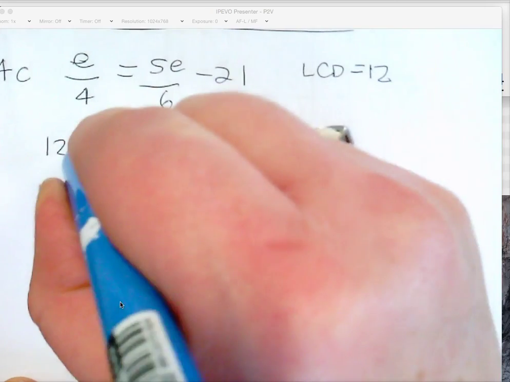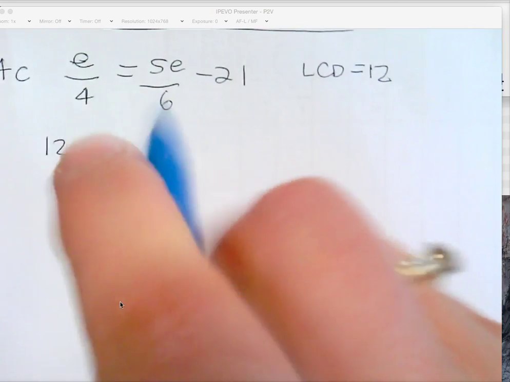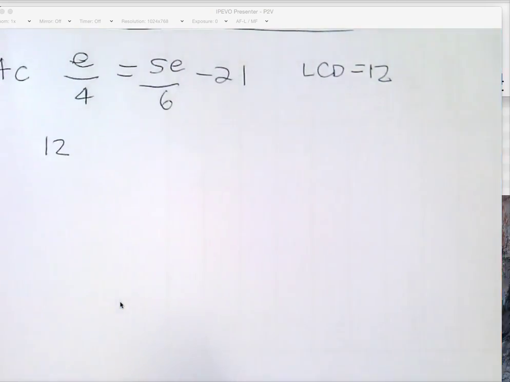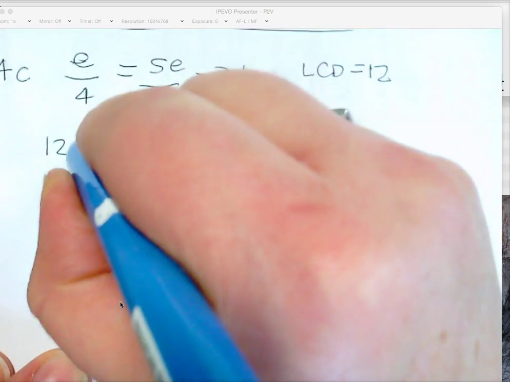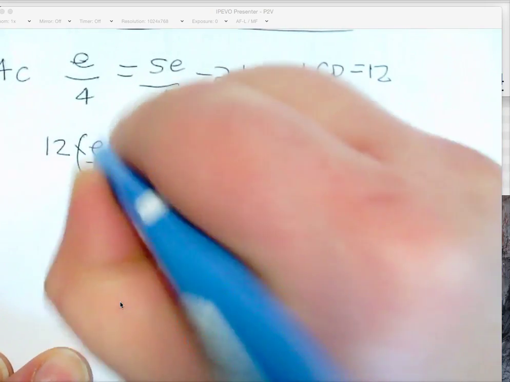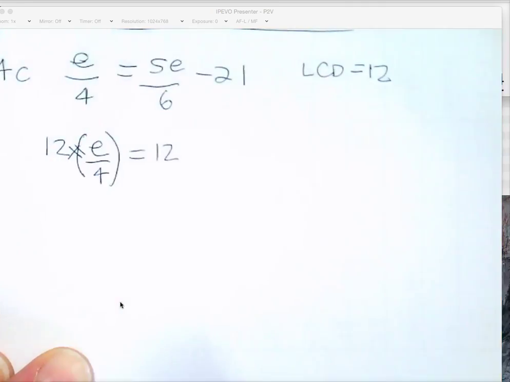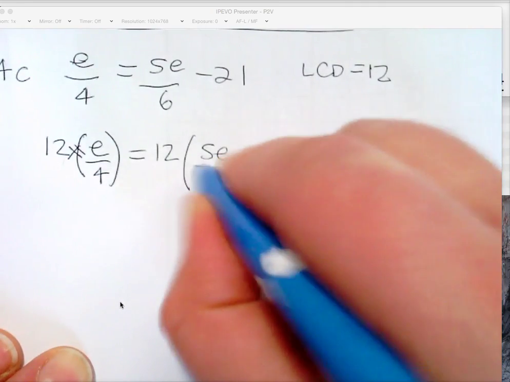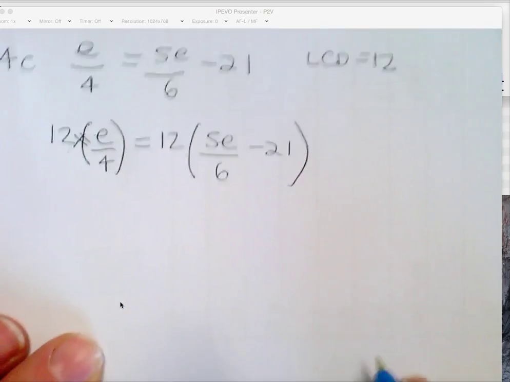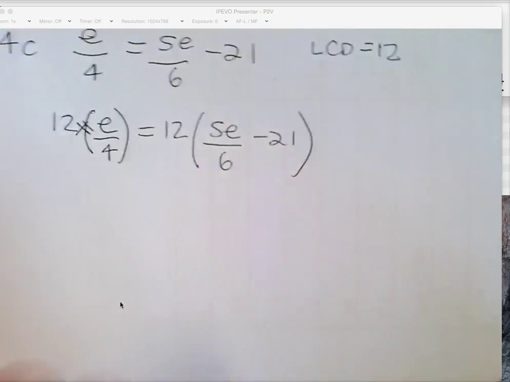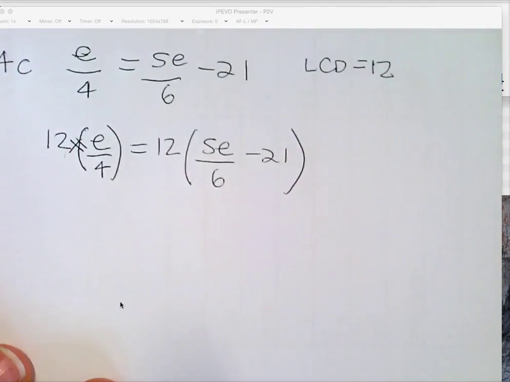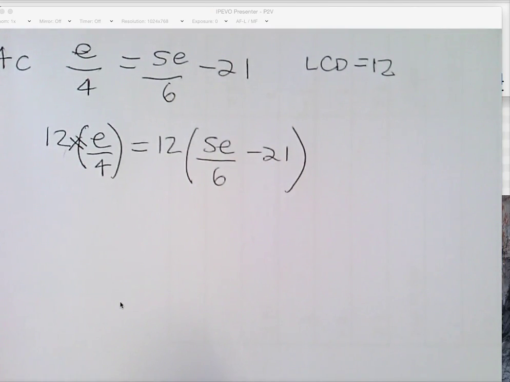So 12, see, I've got to multiply the left by 12 and the right by 12. Do you want me to go 12 bracket on the right? Do you like the brackets? So 12 times, I'm going to go brackets on both sides. Or just 12 times. We don't need brackets, you just need a times there. 12 bracket 5e over 6 minus 21. I'll tell you why I want brackets. Some people will just multiply the first two terms and they don't multiply the 21 by 12. You're multiplying both sides by 12.